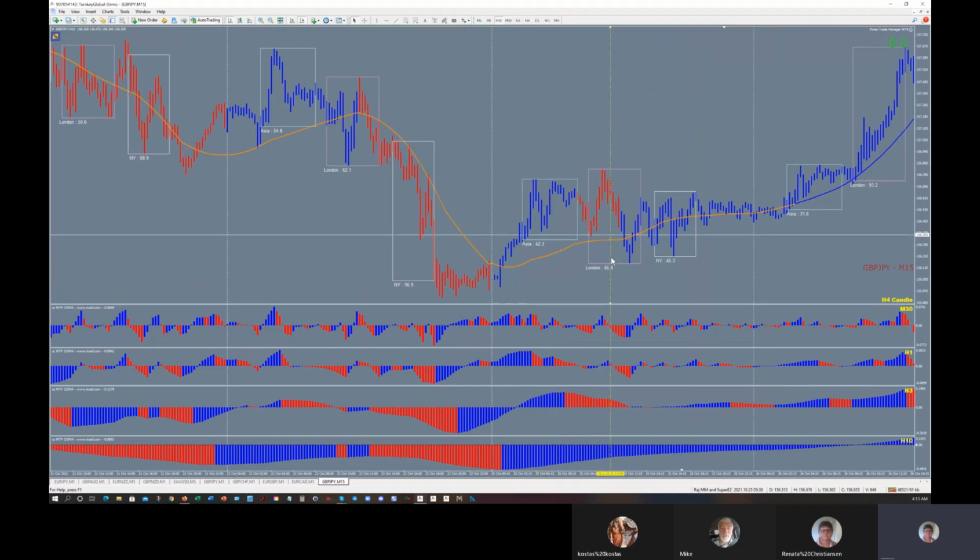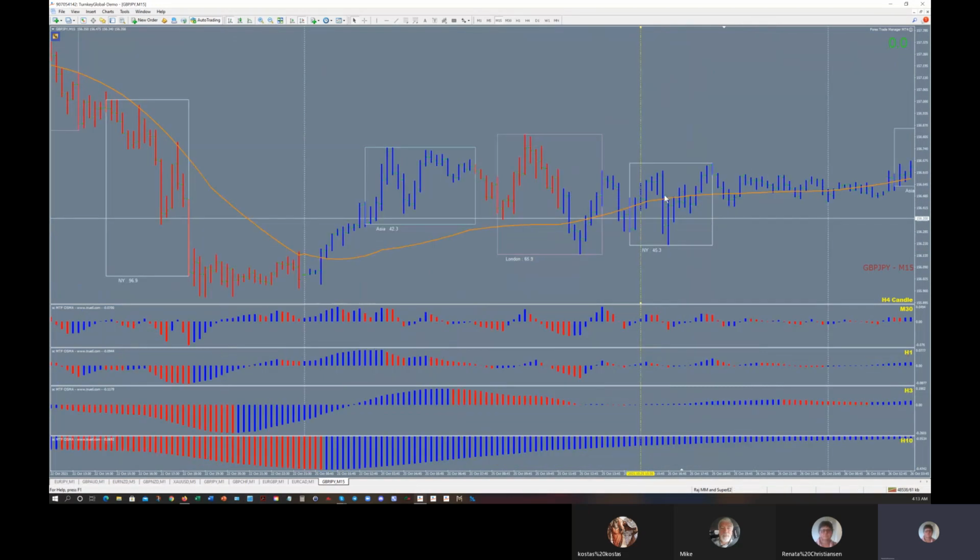When does it set up next? Somewhere in here. 30 pip stop loss. Are you taking that trade? No. All right. So you passed on 2 trades. Here's a third one. Let me get this expired so I get the actual close. 20 pip stop loss. Are we taking that trade? No.